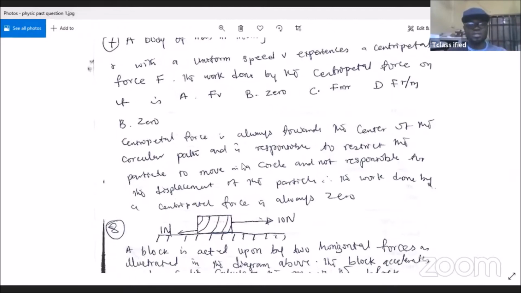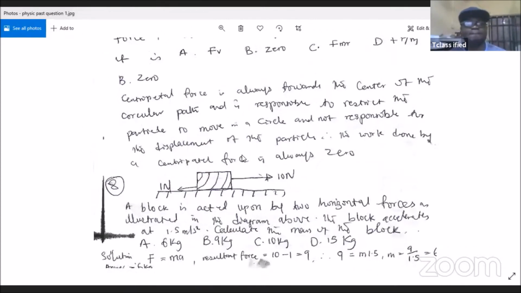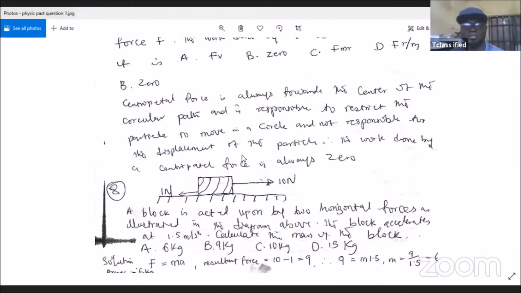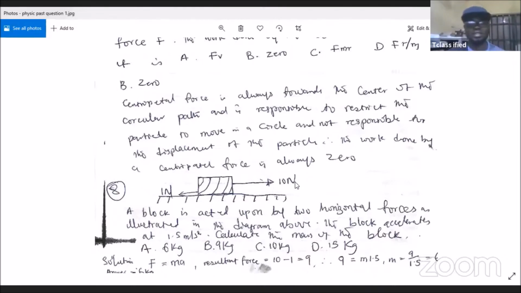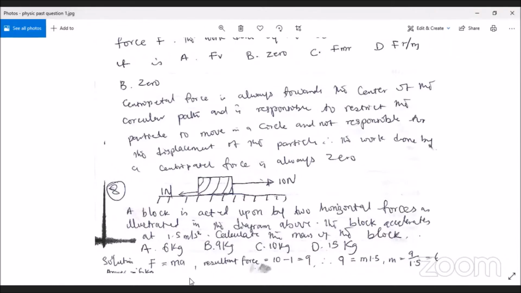So let's look at question number 8. A block is acted upon by two horizontal forces as illustrated in the diagram above. The block accelerates at 1.5 meters per second squared. Calculate the mass of the block. You can see that this force taking it this side is 10 Newton. Then another force is taking it back. What kind of force could it be? Frictional force, good.